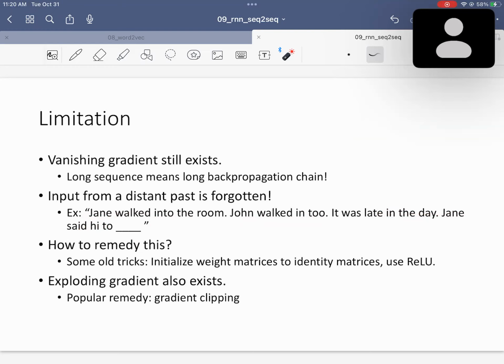So how do we remedy this? There were a couple of tricks before Transformer that people used, for example, initializing the weight matrices to identity matrices, and using some other non-linear activation functions.